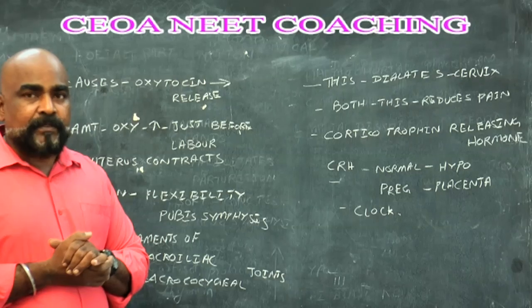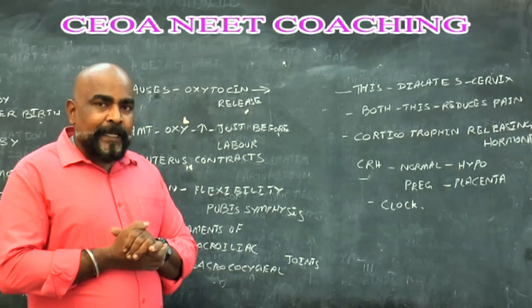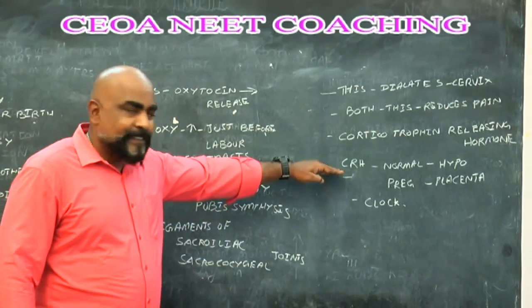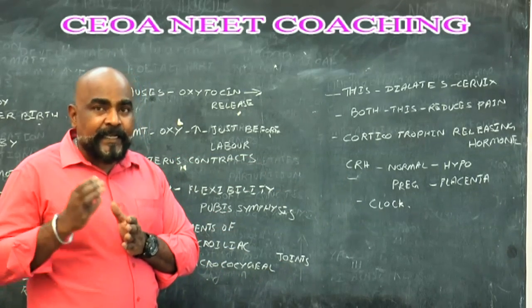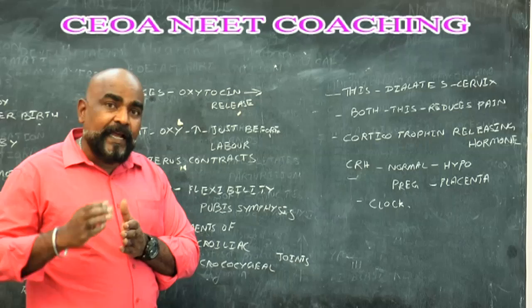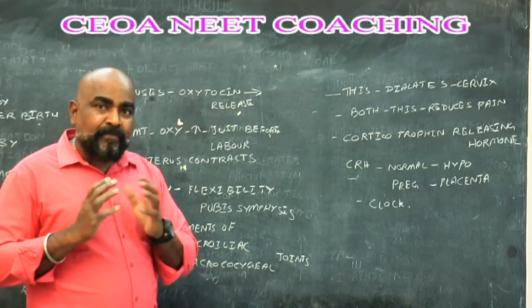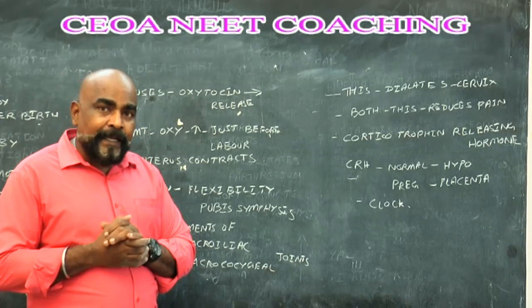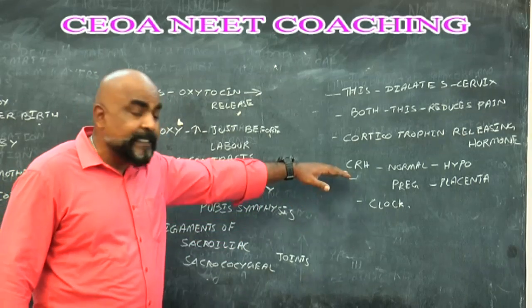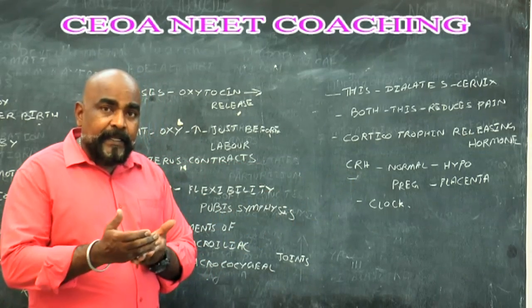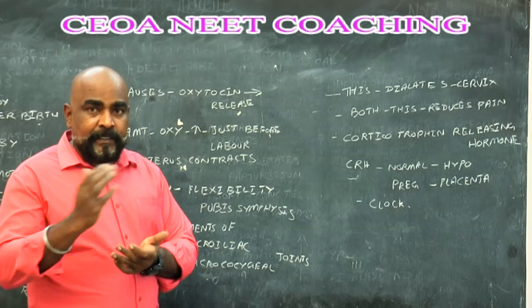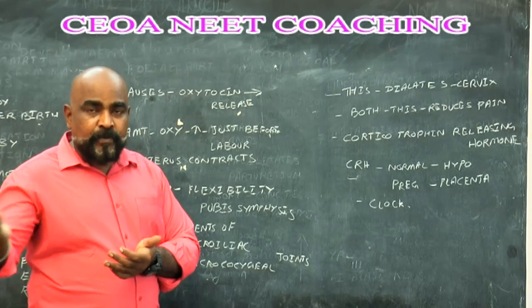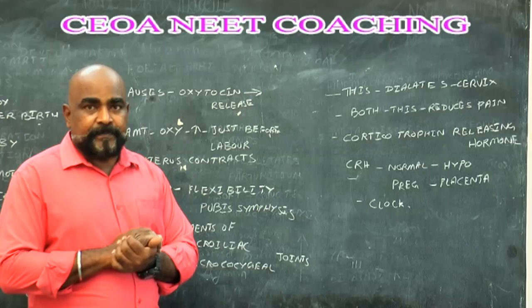For example, women with a lesser amount of this CRH experience a late delivery, that is delivery after the due date. And women who have a higher concentration of CRH go for premature delivery, that is the baby is born before the due date.